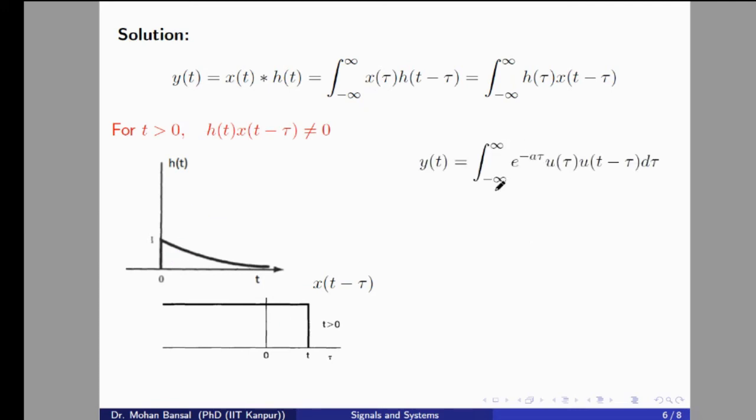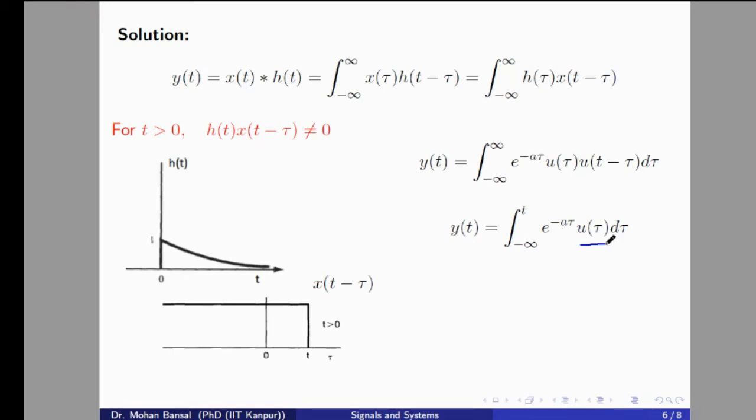If we compute the integration from minus infinity to infinity, h(t) is defined as e to the power minus a t u(t). So we write h(tau). h(tau) will be e to the power minus a tau u(tau), and x(t minus tau) will be u(t minus tau) d tau. Now we'll try to replace the u(tau) and u(t minus tau) with the limit. u(t minus tau) can be defined from minus infinity to t, that we can see in the diagram.